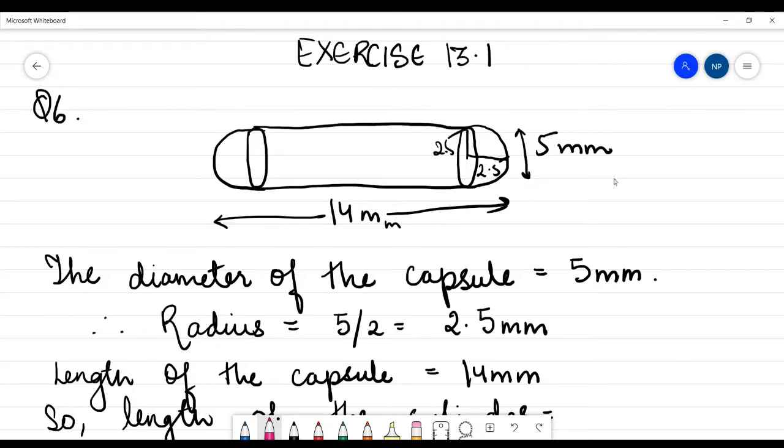Welcome class. We will continue from question number 6, as I've explained in the live class that questions 4 and 5 are homework. So today we are going to start with question number 6.